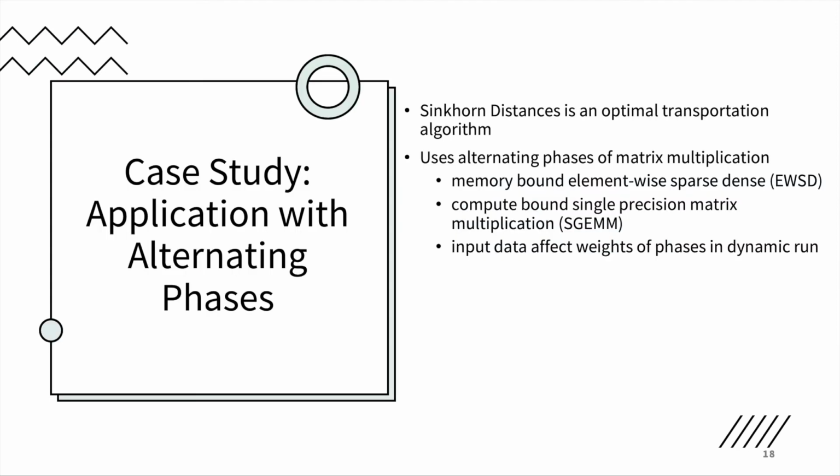To showcase the ease and flexibility with which MosaicSim enables system design exploration, we discuss multiple case studies in this paper. However, in this talk we will discuss only one of them, which is designing a system for an application with alternating phases. Sinkhorn distances is an algorithm for optimal transportation. It executes in alternating phases of matrix multiplication kernels. One kernel is the memory-bound element-wise sparse dense, and the other is compute-bound general matrix-matrix multiplication. The input data to this application determines the weights of each of the phases.